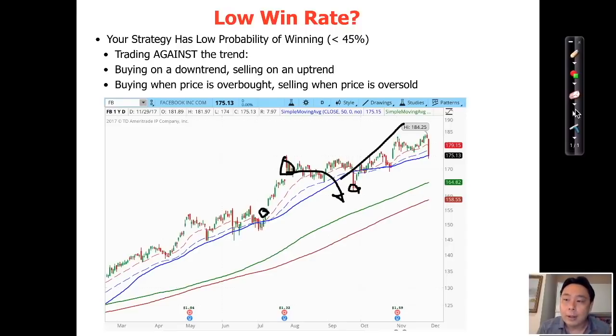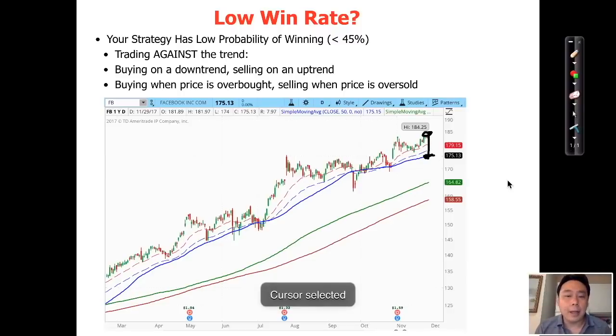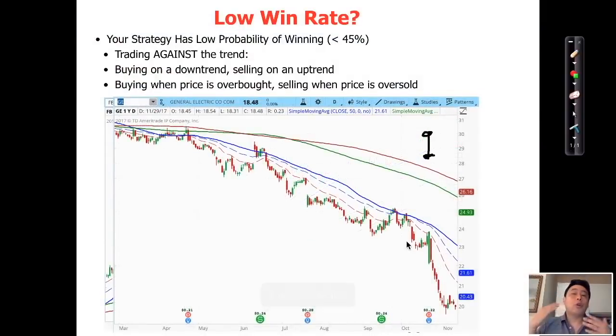Here's another example where people say, oh, the price is going up, and they say, I'm going to buy there. What happens? Boom, it comes down. The moment they buy, it hits their stop loss, they're out. Because they buy when the price is overbought. At the same time, again, on a downtrend, you want to go short. You want to sell on a downtrend. But sometimes I sell on a downtrend, I still lose money. Because you sell when the price is oversold.